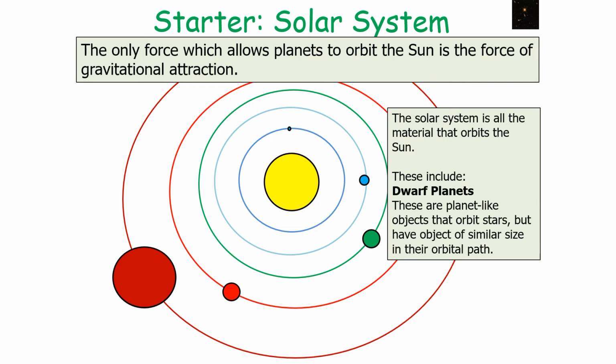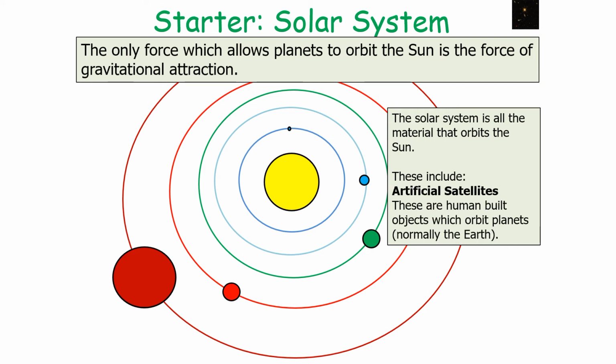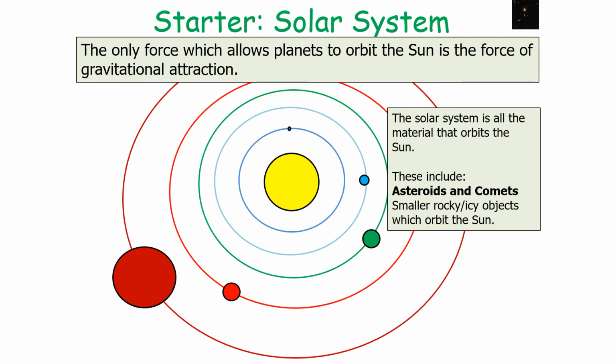You've also got dwarf planets, which are planet-like objects that orbit stars but have an object of similar size in their orbital path. Now we have natural satellites. These are natural objects which orbit planets, and we have artificial satellites. These are human-built objects that orbit planets, normally the Earth. And we've also got things such as asteroids and comets, which are smaller, rocky, icy objects which orbit the sun.